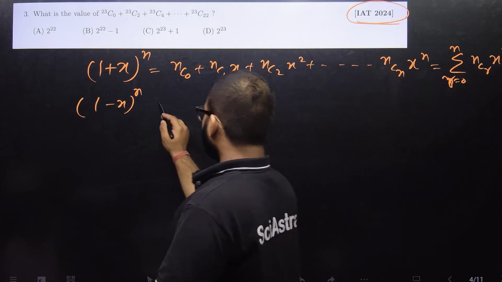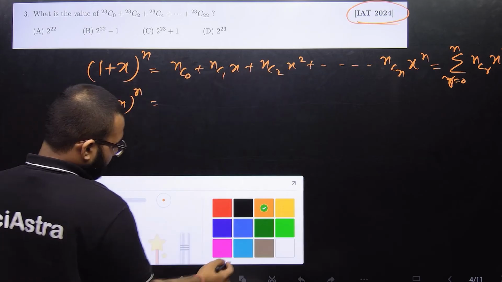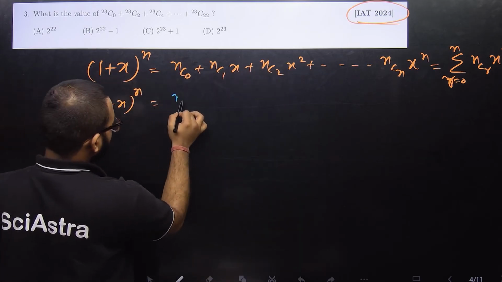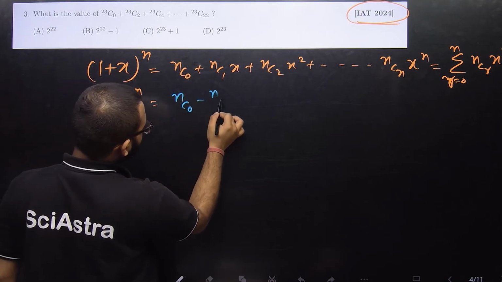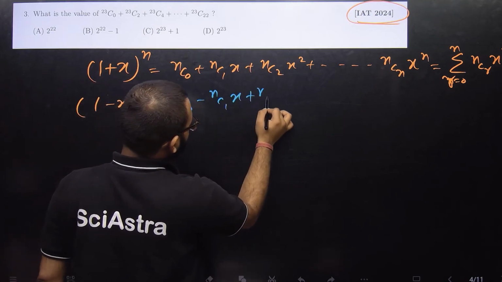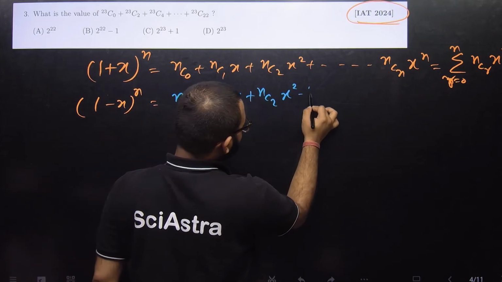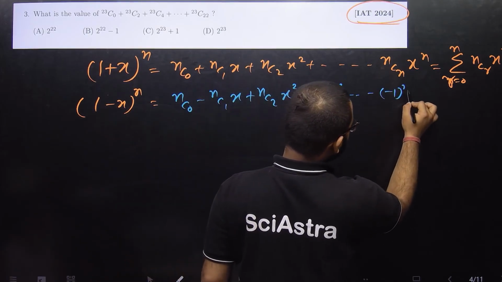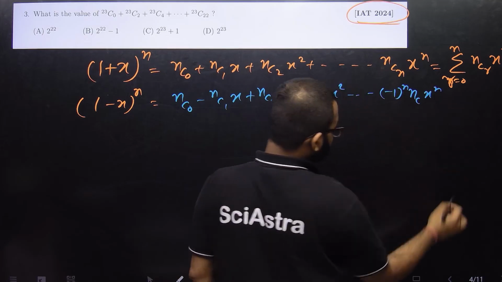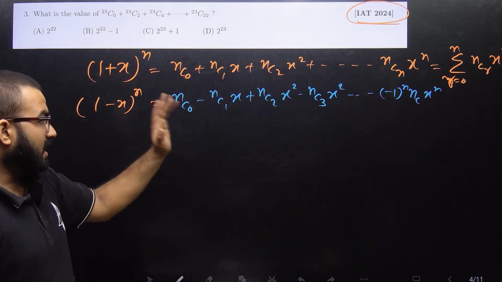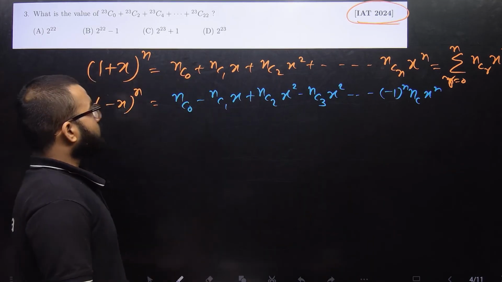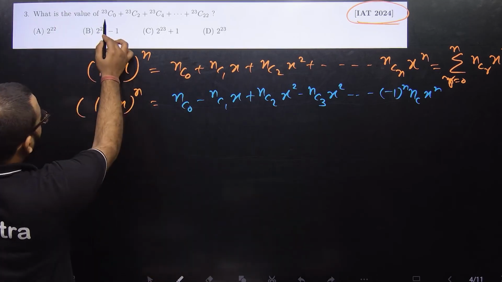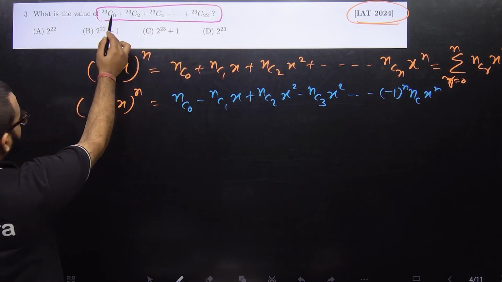Alright. And in this expansion we replace x by minus x. So we get nC0 minus nC1 x plus nC2 x square minus nC3 x cube and so on up to minus 1 power n nCn x power n. If r is odd, then take a negative sign, and if r is even, then take a positive sign. So in our question, that is a total of even terms.